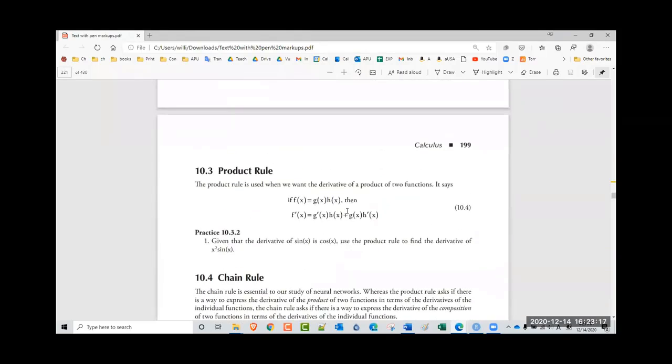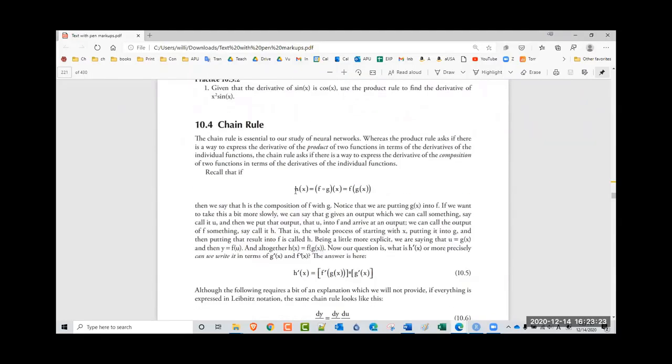We also have another rule when we have a product of two functions. We have what's called the product rule. And then we have this one, which is the most important one for neural networks, and that is the chain rule.